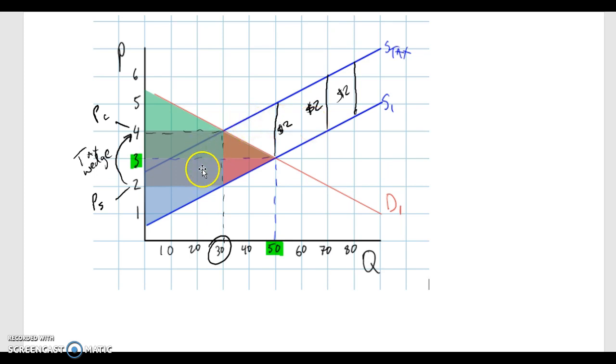The gray we don't mind as much. Yes, consumer surplus shrunk, and yes, producer surplus shrunk by these two amounts, but the government benefited in an equal way, so that's all right.